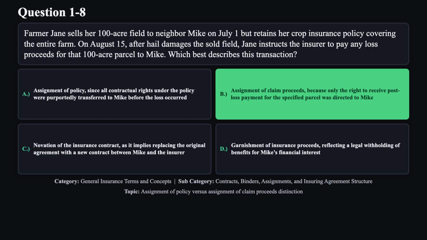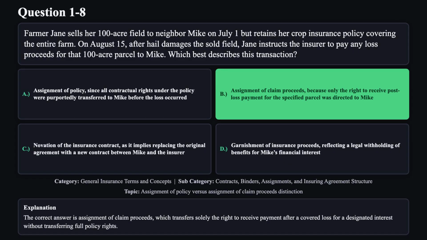The correct answer is B. The correct answer is assignment of claim proceeds, which transfers solely the right to receive payment after a covered loss for a designated interest without transferring full policy rights.